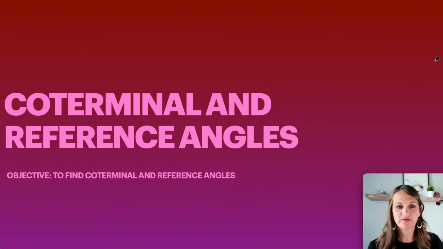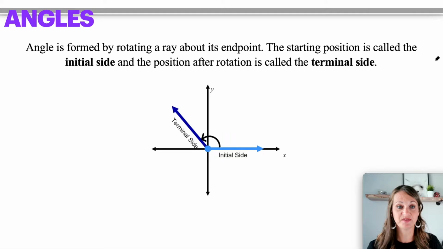In this video, we are going to be talking about coterminal and reference angles and how to find them. So first, an angle is formed. I know we talked about in geometry how you find an angle, but in the case of when we put this into the coordinate plane, an angle is formed by rotating a ray about its endpoint. The starting position from here on out, when we talk about the initial side, is always in the positive x direction.